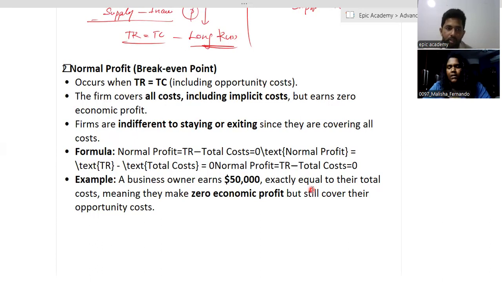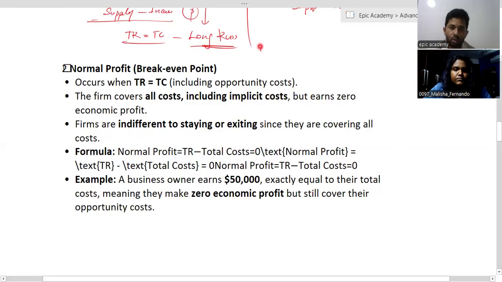Okay, the firm is indifferent to staying or exiting since they are covering all costs. But here you can take the decision whether you are going to continue the production or not. If you can cover the total cost, nothing to worry about. That means you can continue the production, isn't it? Yes. Getting losses is not the ideal way to take the shutdown point. Okay, you have to identify this one.